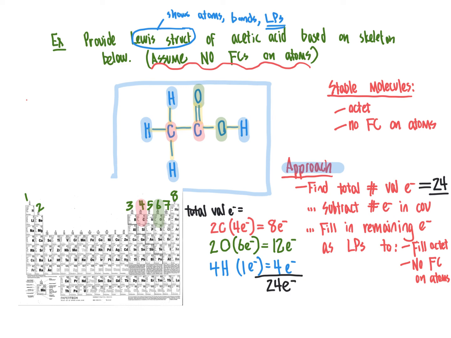And so it would be 8 covalent bonds times 2 electrons per bond. 8 times 2 makes 16. So it'd be 24 minus 16 electrons that are in those covalent bonds.